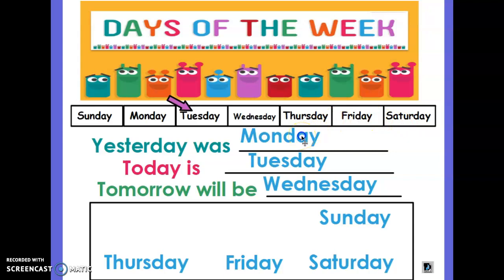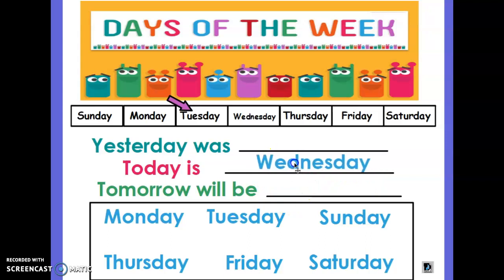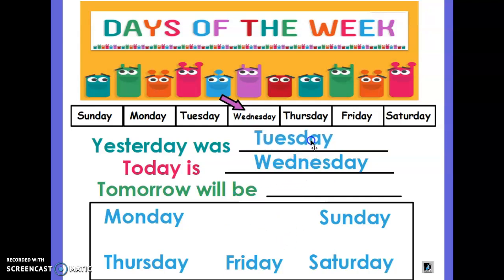So today is now Wednesday. So let's move our arrow over here and point to Wednesday. So if today is Wednesday, then yesterday was Tuesday, and tomorrow will be Thursday.